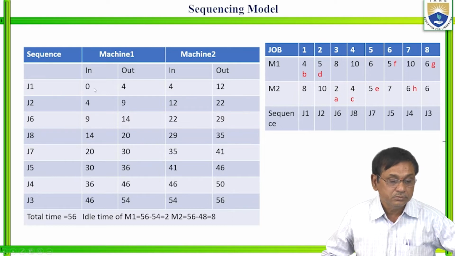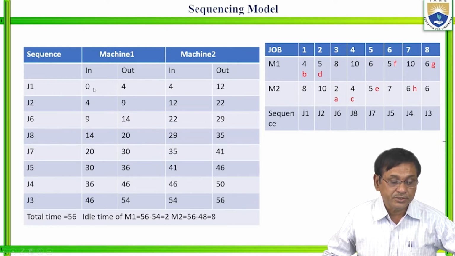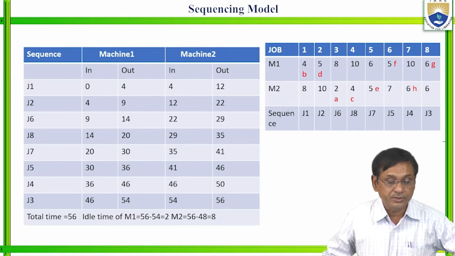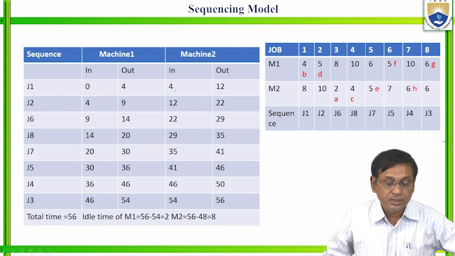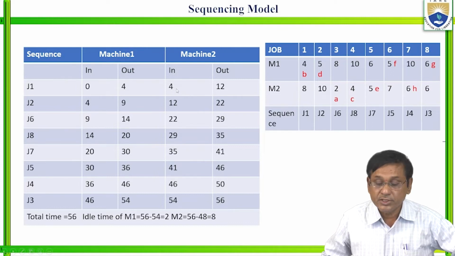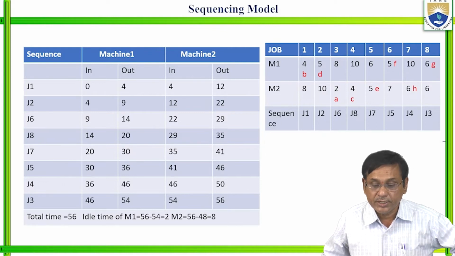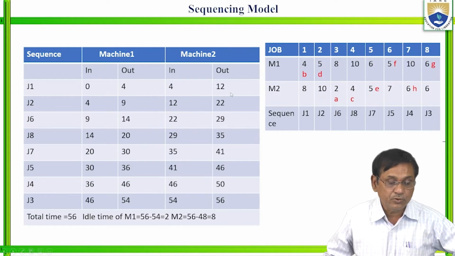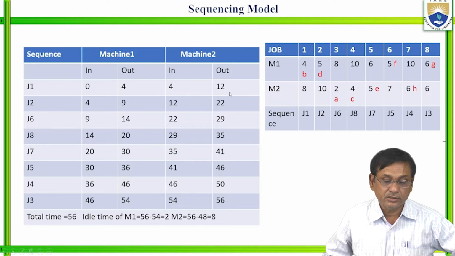Now, the first job enters machine 1 at time 0 and is completed after 4 hours. So processing of job 1 is completed on machine 1 after 4 hours. Then it goes to machine 2. The time required for J1 on machine 2 is 8 hours. So 4 plus 8 is 12. So job 1 is completed on machine 2 at the 12th hour.